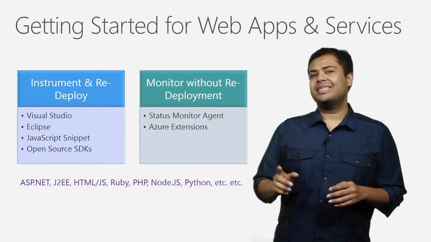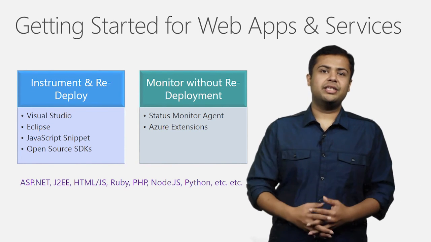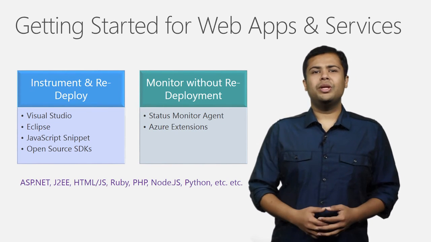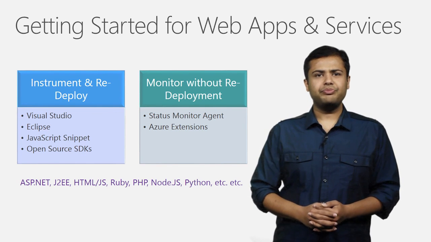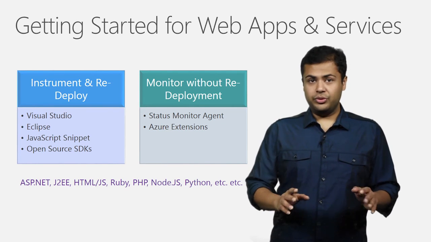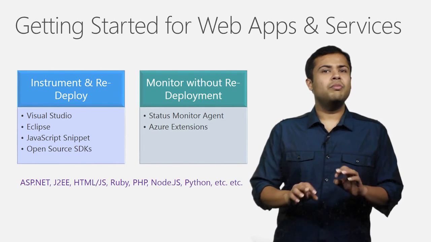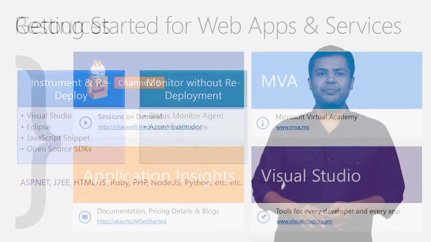If you want to monitor an application already in production and do not want to redeploy, you can still get the standard performance telemetry by installing the Status Monitor Agent on your IIS server, or even with Azure extensions for Azure VMs or Azure App Services. To reiterate, all our SDKs are open sourced on GitHub and available for most of the popular web platforms with which you can get started today.